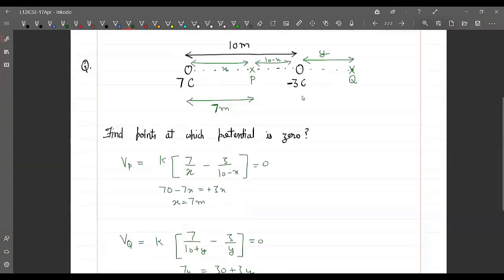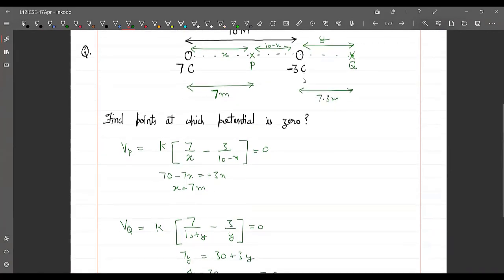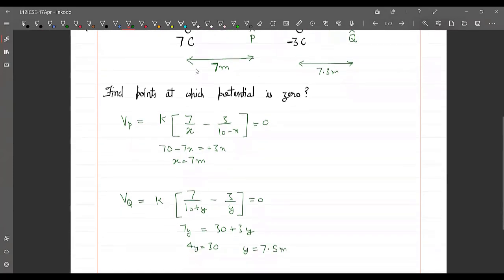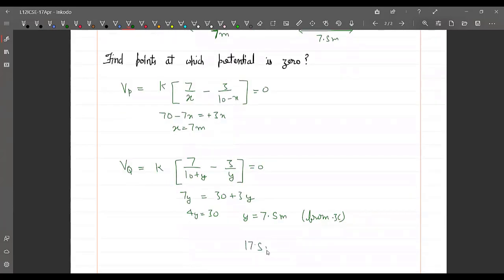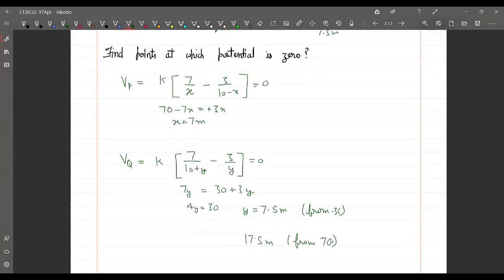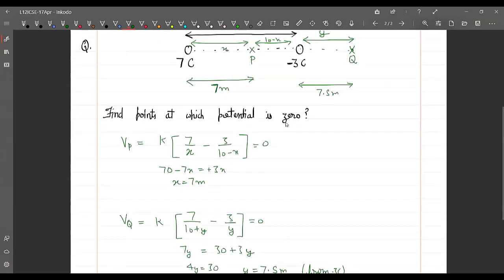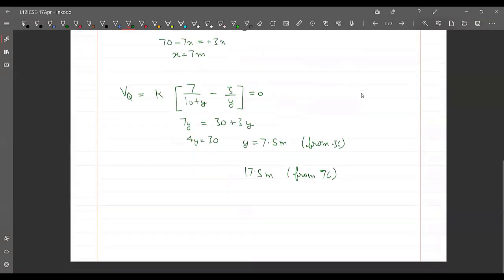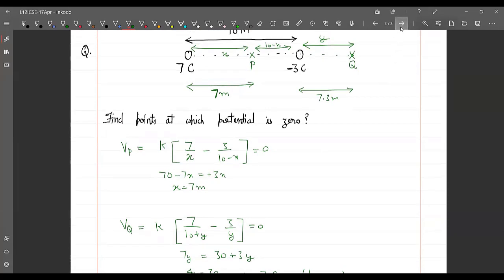Okay, so this point is 7.5 meters away from the 3 coulomb charge, or 17.5 meters away from the 7 coulomb charge, and the other point is 7 meters away from the 7 coulomb charge. This answer is correct. If you have doubt, you can ask.